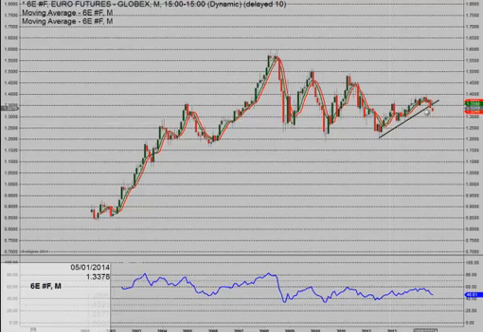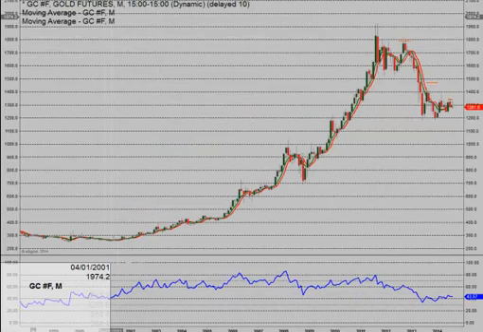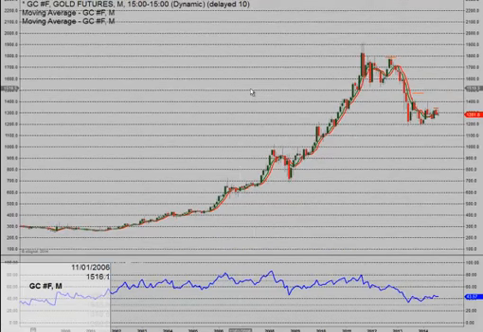This is a monthly euro chart. That's kind of ominous, isn't it? Let's take a look at the gold chart, the gold market next. And here's gold. There's the bigger picture. Well, the opposite. There's the long view, the big picture in gold.